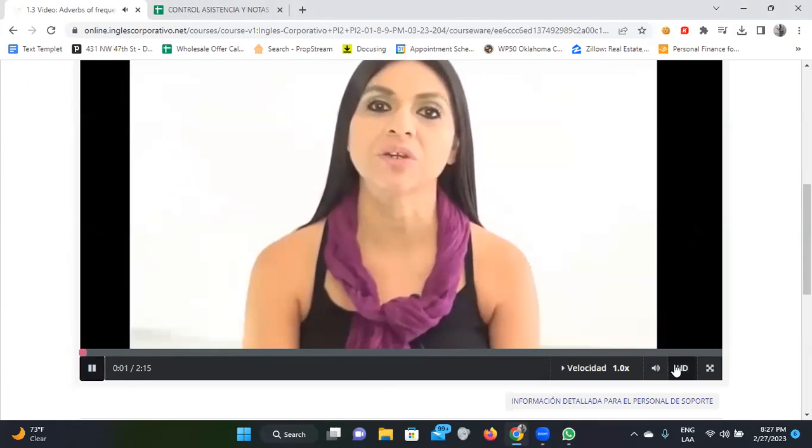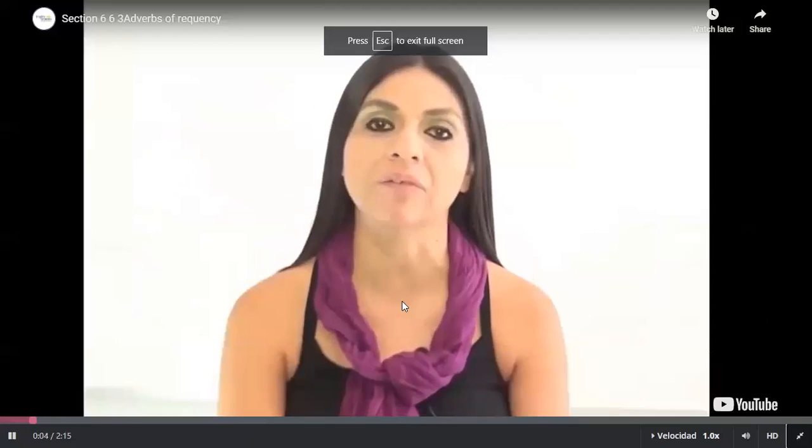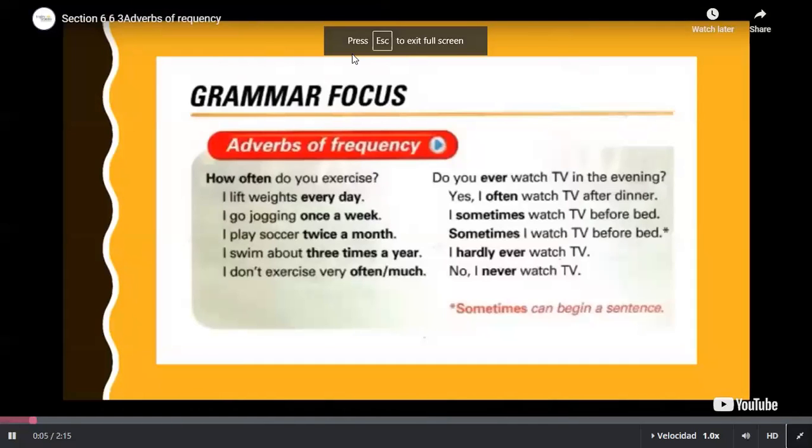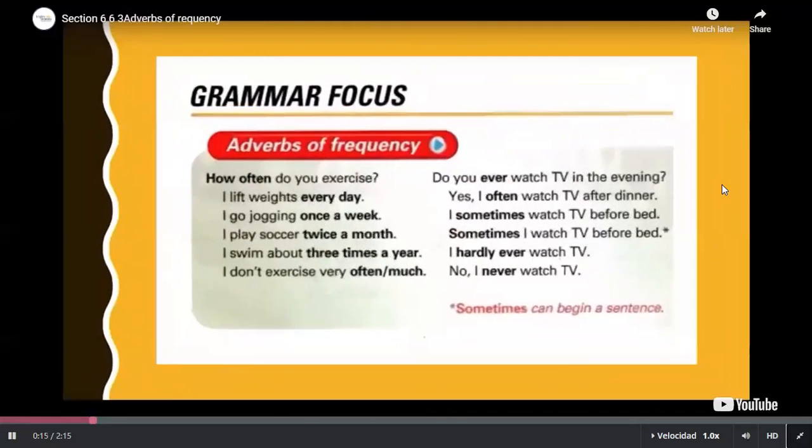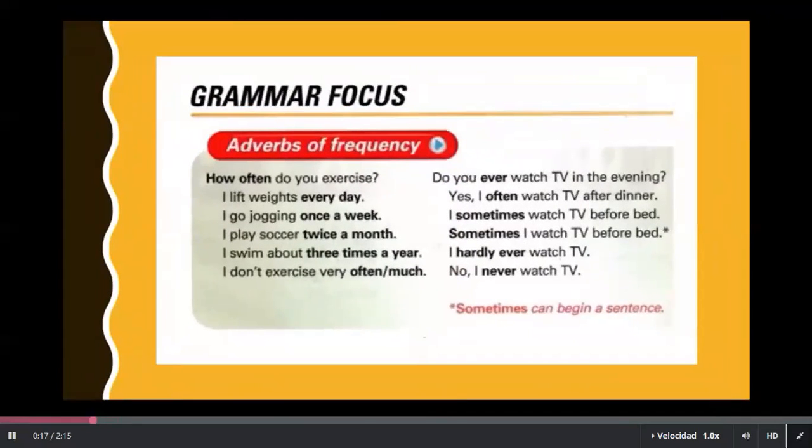By the end of this session, you will learn how to ask and answer questions using adverbs of frequency. Hi, everyone. In this session, we will go over adverbs of frequency to indicate how often or not you do something. Let's listen up. How often do you exercise? I lift weights every day. I go jogging once a week. I play soccer twice a month. I swim about 3 times a year. I don't exercise very often. I don't exercise very much.